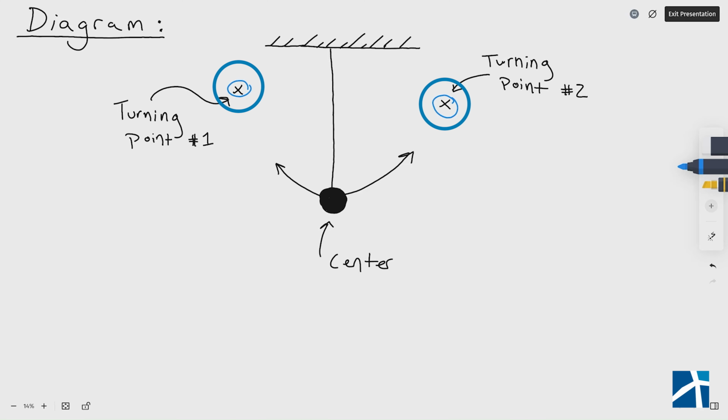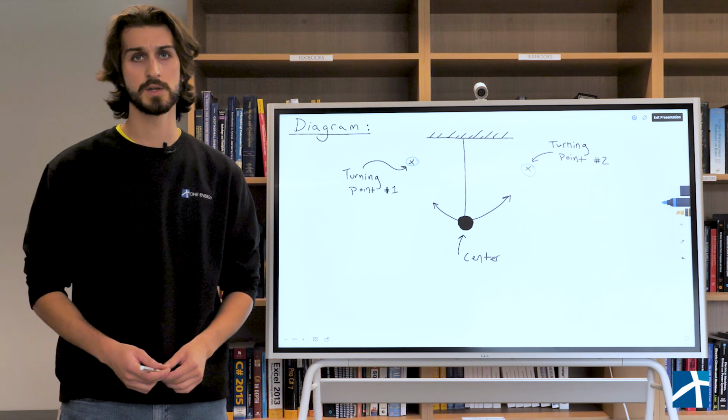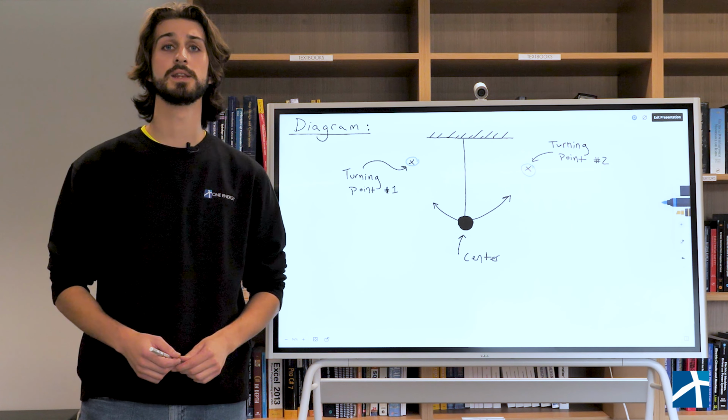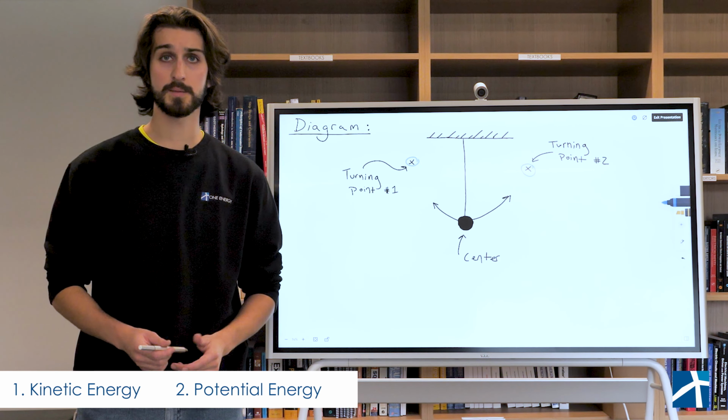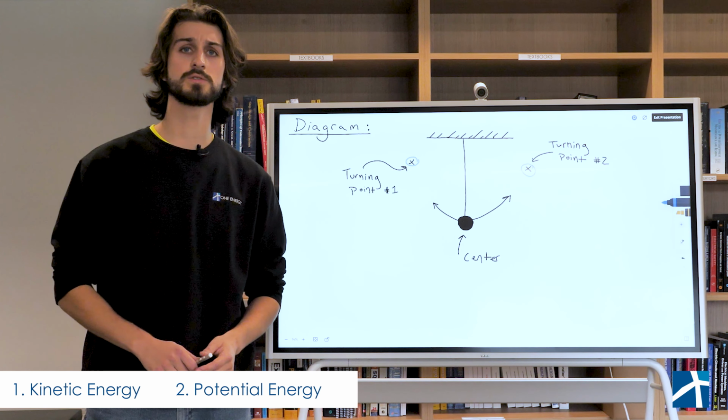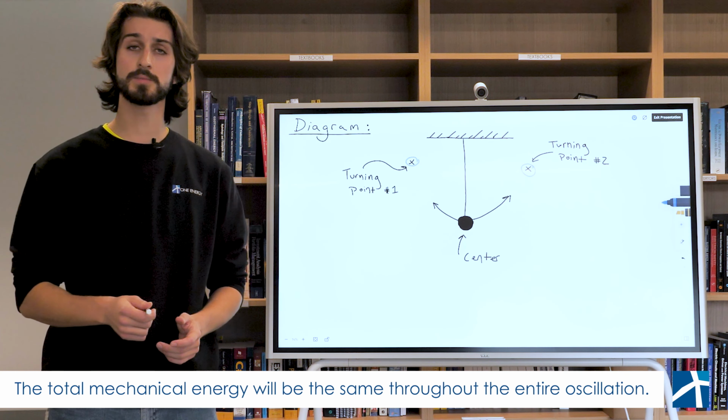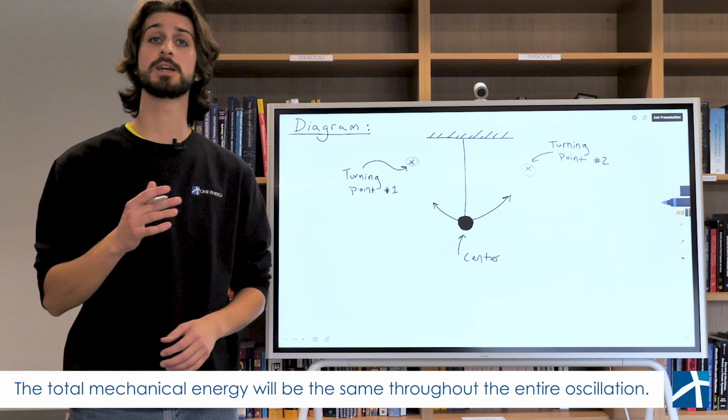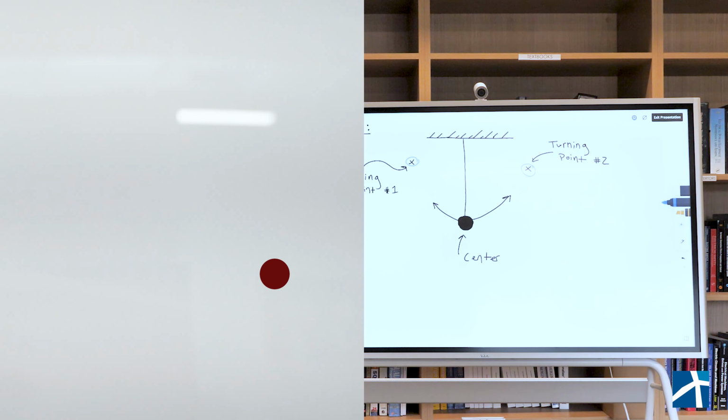Physically, the motion of the pendulum can be understood by analyzing its energy. There are two types of energy involved in the pendulum's motion: kinetic energy and potential energy. Since energy is never destroyed and always conserved, the total mechanical energy of a simple system will be the same during the entire oscillation. Now back to our pendulum.